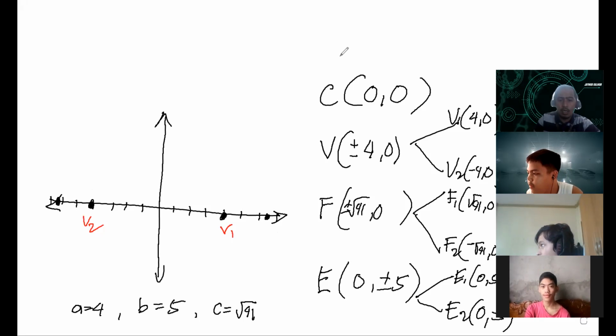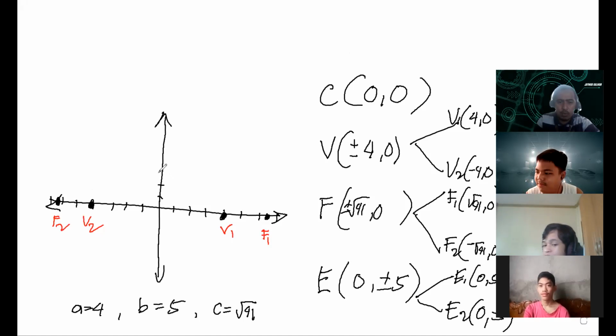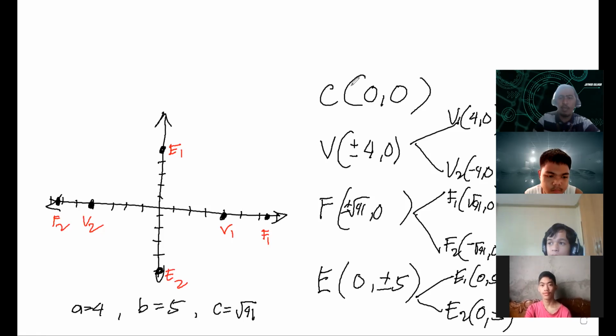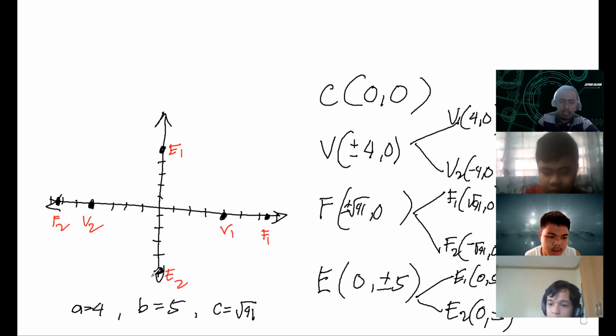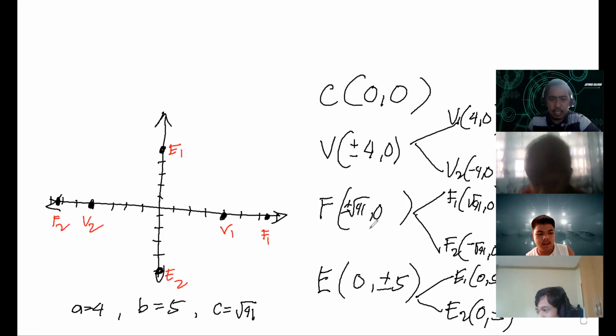So this is your focus 1. This is your focus 2. While your extremities, (0, 5): 1, 2, 3, 4, 5, and your extremity 2 is 1, 2, 3, 4, 5, somewhere here. So that is extremity 1 and extremity 2. By the way, class, what do we call this axis? Transverse axis. How about this other axis? Conjugate axis.